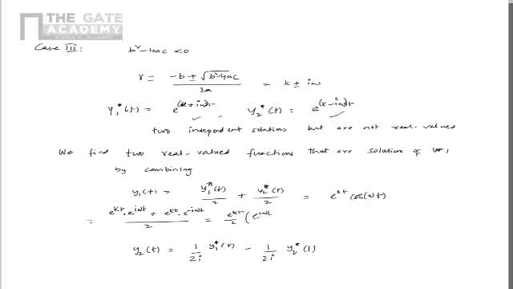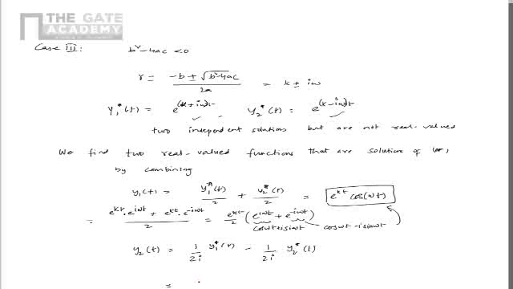Now e power i omega t is the exponential form, so I can write cos omega t plus i sin omega t, and the other one I can write as cos omega t minus i sin omega t. So the i sin omega t terms will cancel, and inside you will get 2 cos omega t, which will directly lead to this. So this is my one function.